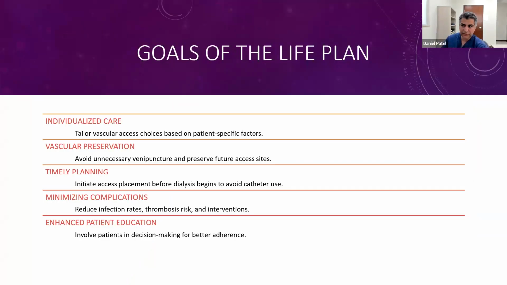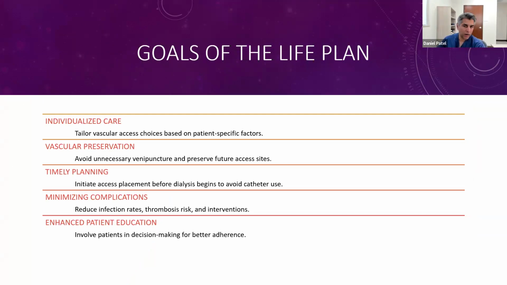So the life plan is trying to tailor the care based on the patient, preserving the veins, preserving the accesses, avoiding blood draws and things like that where the access arm is going to go. Trying to plan the access before they even get to the dialysis unit, which is challenging because that means the patient's already seeing a nephrologist. They're already in the system. They're already being closely monitored.